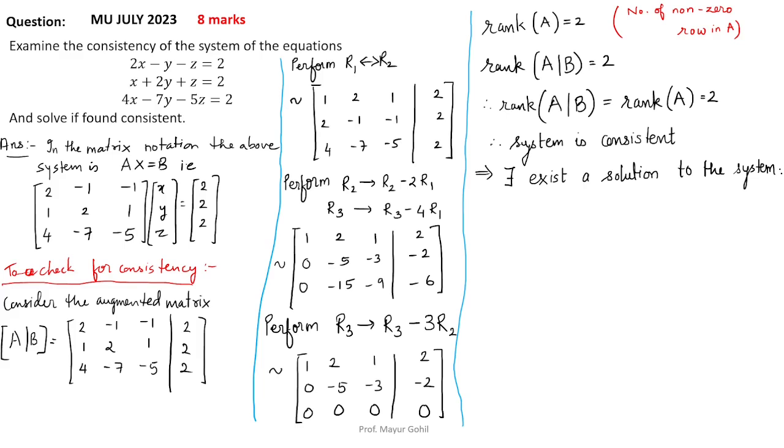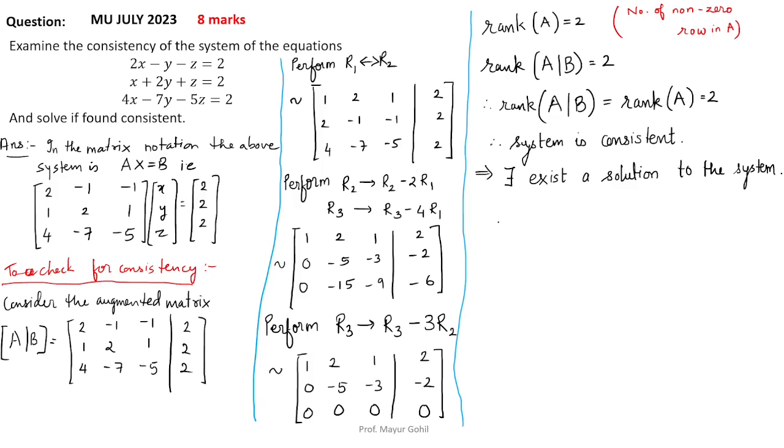Now what kind of solution, that is what we have to see. So that is what they have written: solve if found consistent. So it is found to be consistent, so we have to solve it. So what and how we solve it, let us see. The matrix that we have obtained finally after reducing it to the row echelon form, we will use that matrix here. So we see here there are two equations, and the unknowns are how many?